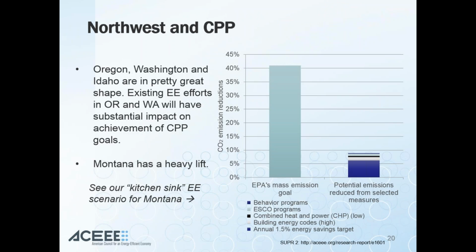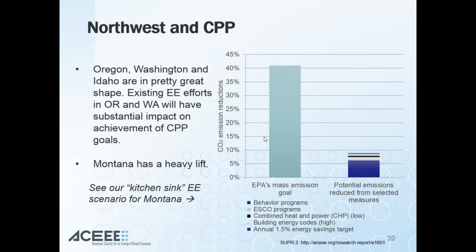Thanks, Annie. So in the Northwest, Oregon, Washington, and Idaho are in pretty good shape to comply with the Clean Power Plan. Oregon and Washington have a lot of renewable-based power. They also have a lot of experience deploying energy efficiency. Idaho isn't going to have any coal plants. So all three of those states are pretty well positioned to comply. Montana, on the other hand, has a huge lift from where they are.